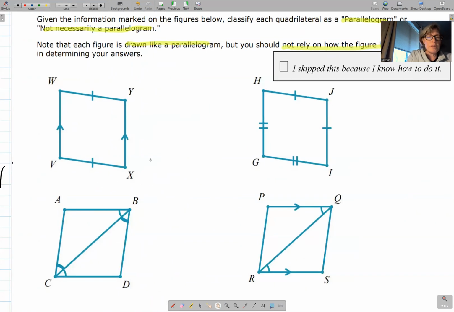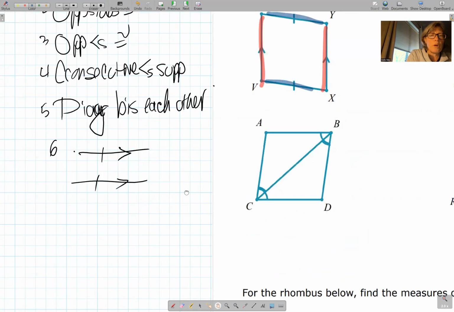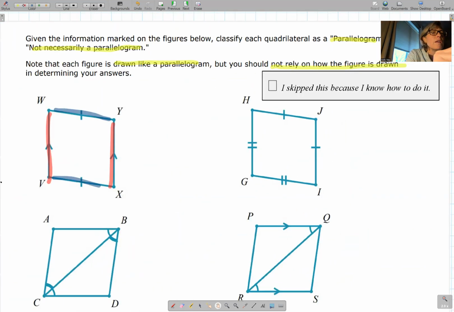Here on the left, just make a mental note of what you have. You have one set of parallel lines, one set of congruent lines. Now it looks like it fulfills this last one, but it's not the same set. And so what you actually have here is parallel lines and the other side congruent. That's a trapezoid, an isosceles trapezoid to be specific.